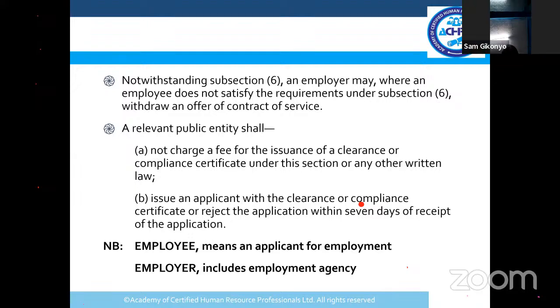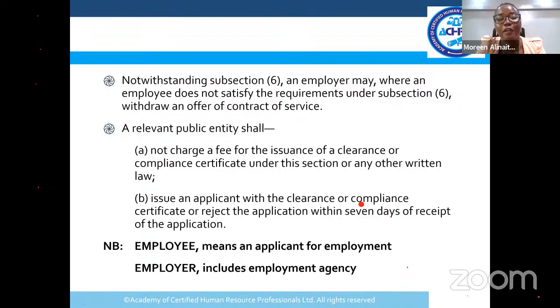The relevant public entity, it is specifically referring to public entity, shall not charge a fee for issuance of a clearance or compliance certificate under this section or any other written law. They should be like KRA. When you apply for tax compliance, as long as you've paid all your taxes and there is no debt on their end, they just issue you. So I think the Uduma people need to change this.